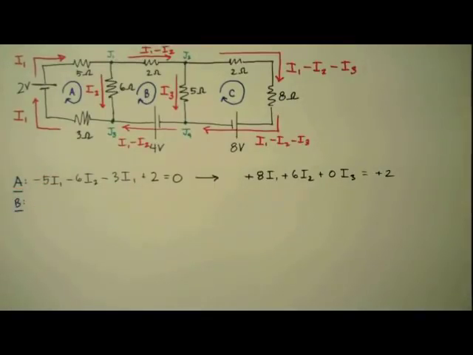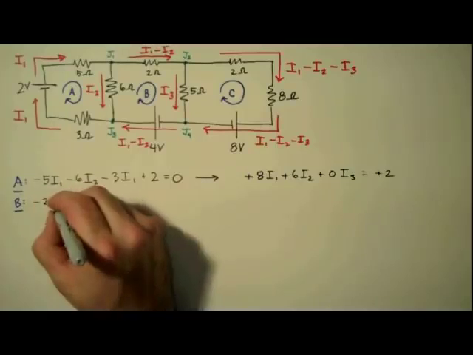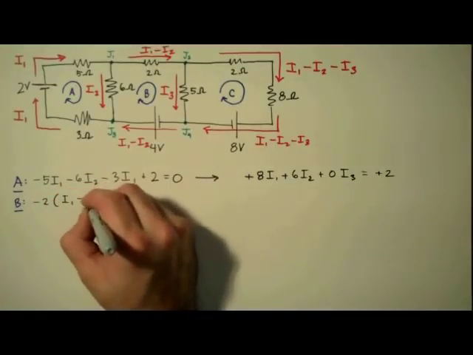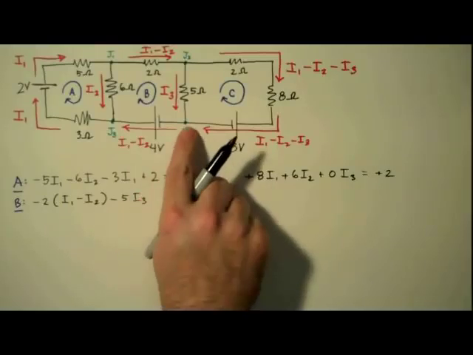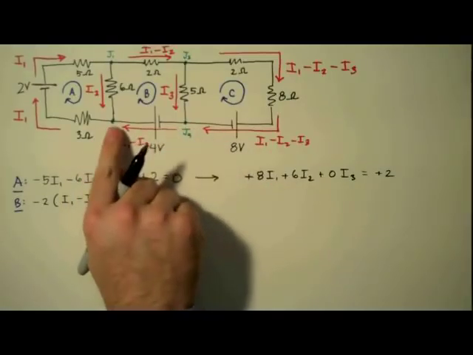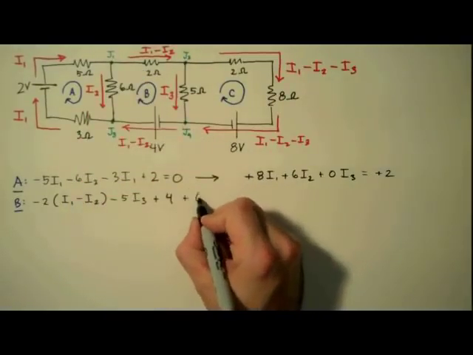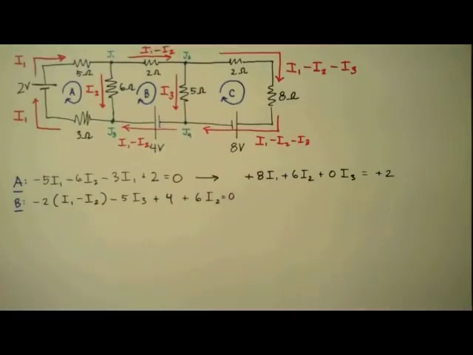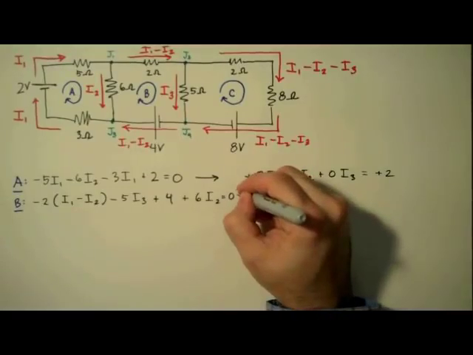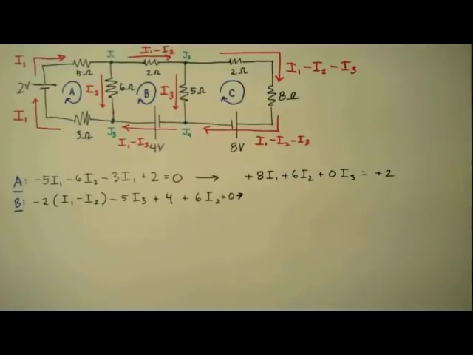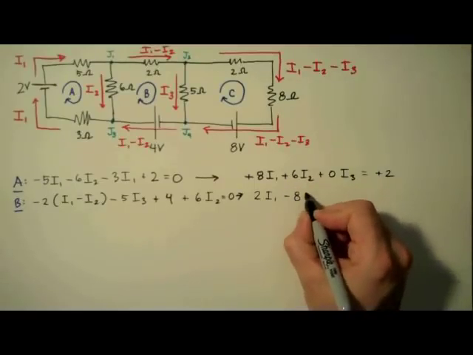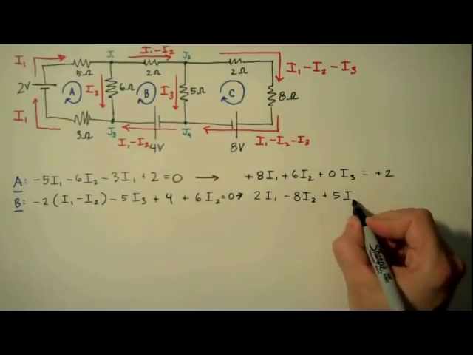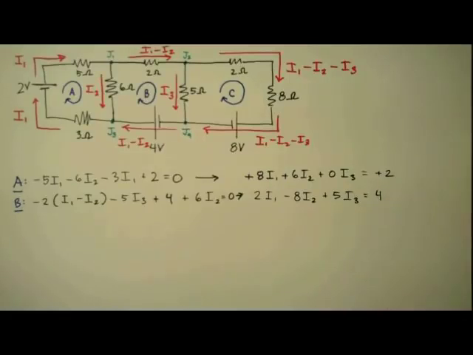And we'll multiply through by negative 1 to get rid of those negative signs. Okay, for loop B we have minus 2 times I1 minus I2, the current there, minus 5I3 plus 4 plus, because we're going against the current, 6I2 equals 0. And to simplify, we'll distribute, combine like terms, and multiply through by negative 1. When we do, we get 2I1 minus 8I2 plus 5I3 equals 4.